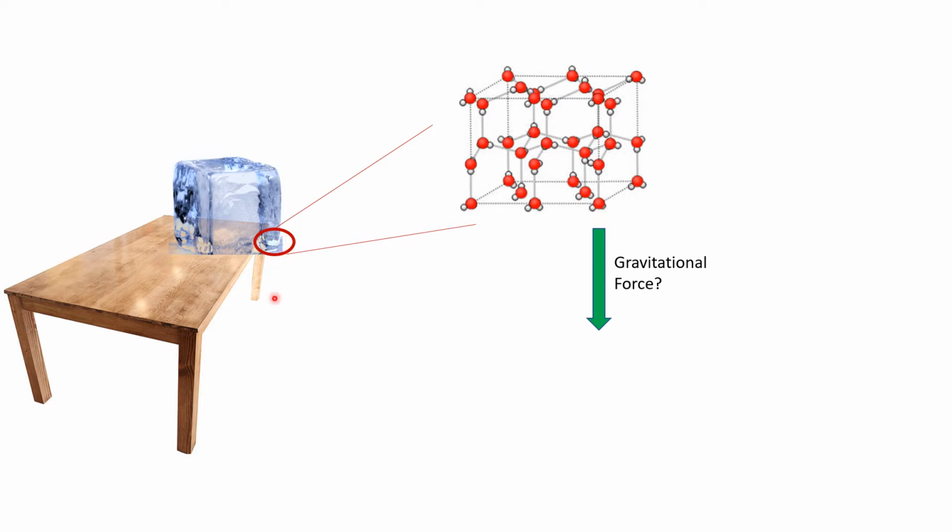So if gravity is pulling this down, now these that are sitting on the table, we can talk about a normal force that the table is applying to keep them from falling through the table. That's fine. But these that are hanging out over the edge, what keeps those individual water molecules from falling downwards? They are experiencing a gravitational force, so why don't they fall?